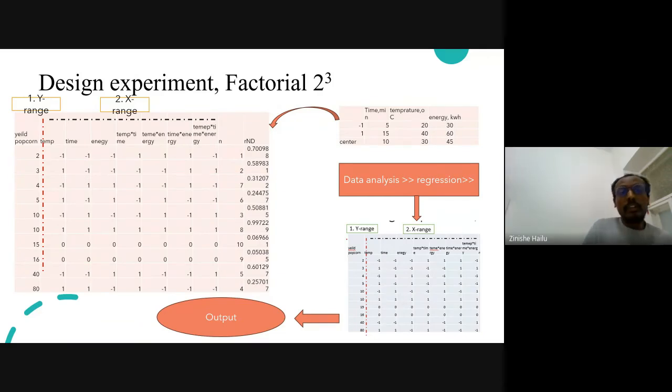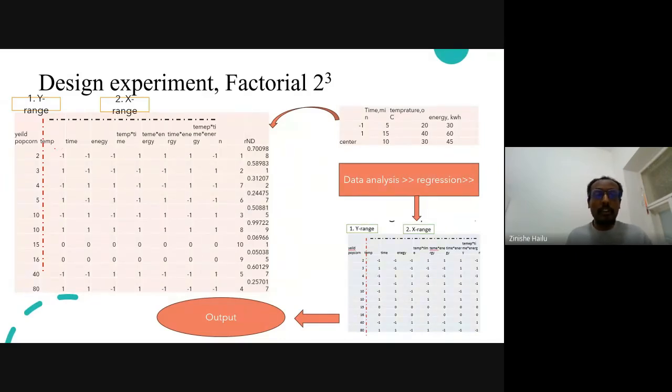The final one, we can also use Excel for design of experiments. Let's say this is a model example of a factorial design with 3 factors, 2 to the power of 3. We have 3 factors with 2 levels. Let's say this is a popcorn yield value. This yield value depends on the temperature, time, and energy, and their interaction effects.